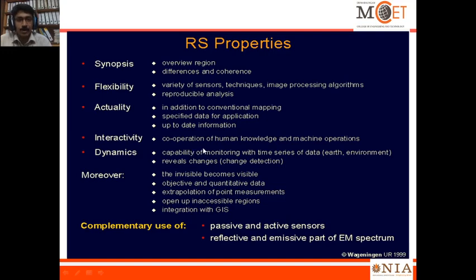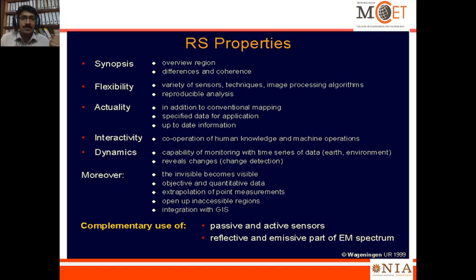And it is dynamic also, capable of monitoring with a time series of data. At a particular date and particular time we can collect the data, how the change happens, past and current, we can check. It reveals the changes, that is, change detection is possible. Moreover, the invisible becomes visible. Many forest areas couldn't be explored by human beings. The satellite image will explore it, and we can get the data.